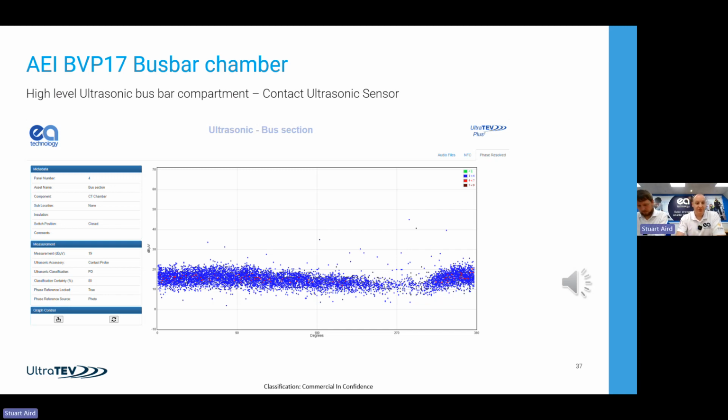Again, we've got a good strong phase resolved pattern on there, and we can hear that sound really clearly. So in my experience that was quite a severe partial discharge, so we did recommend that the customer opens it up as soon as he can. I think they did within a few weeks, and they did send some pictures over, which is always nice to get as feedback from the customer afterwards.